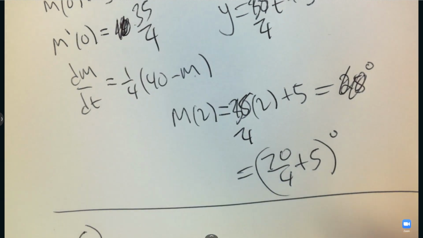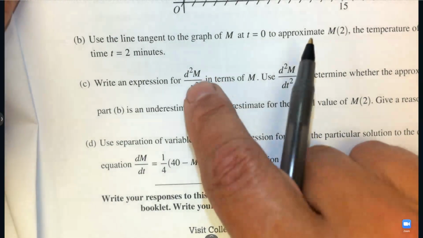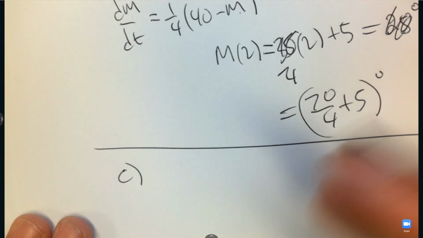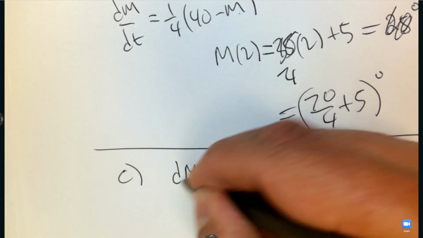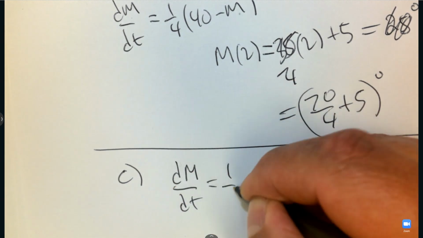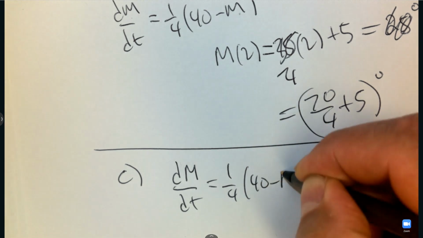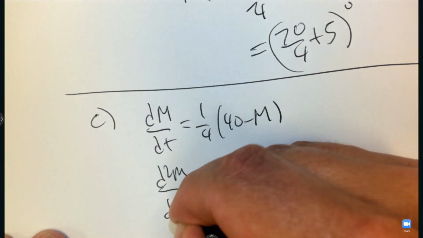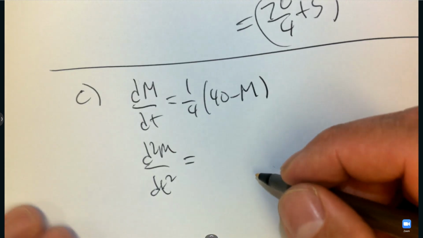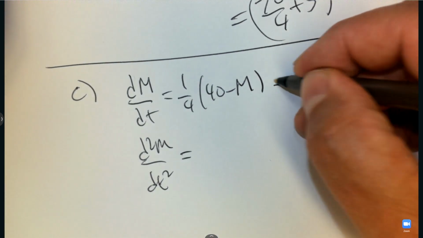Part C. It says write an expression for the second derivative. So let's write the first derivative again. So the first derivative is 1/4 (40 minus m). So the second derivative then would be what? So I'm actually going to distribute this.